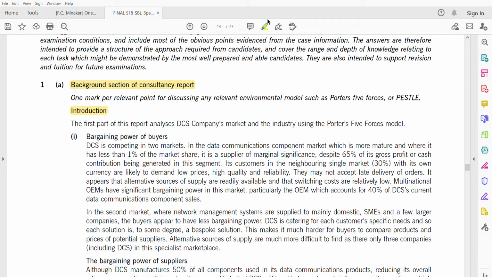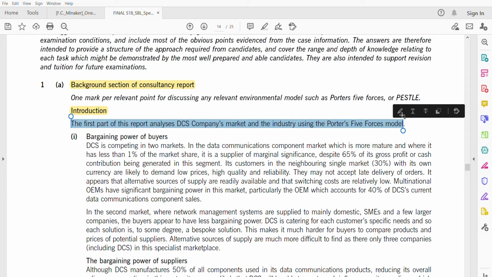The first part of this report. This is the introduction. Just one line, one simple line. That's it. Introduction should not be too long. Work on your introduction. If you have a habit of writing too much in the introduction, you need to work on that. Your introduction and your conclusion should not be too lengthy. It could be one line, it could be 2-3 lines, that's it. Maximum, it could be 4 to 5. Maximum, not more than that. Your introduction and your conclusion.